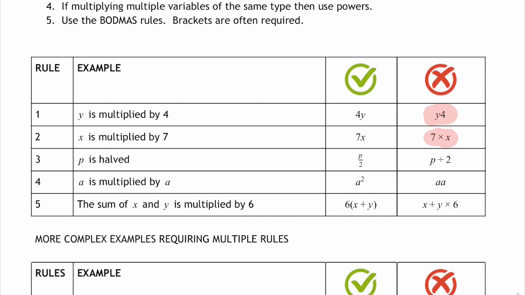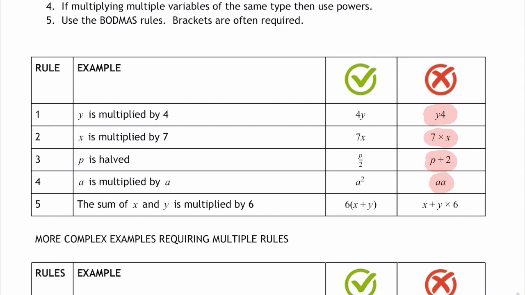And in a similar vein, number 3, p is halved. Correct answer, p over 2. And p divided by 2, that is incorrect. We don't use that division symbol. For number 4, a multiplied by a is written a squared. And obviously this is incorrect.